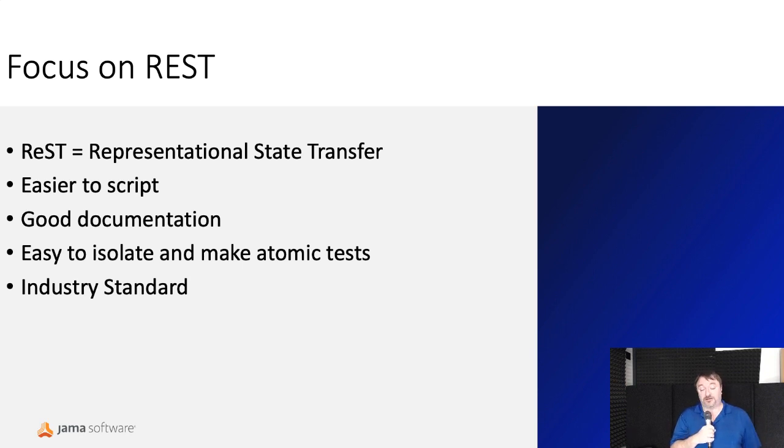It's industry standard. If you were hiring someone or you have someone on staff, chances are they know what REST is and they know how to automate it.